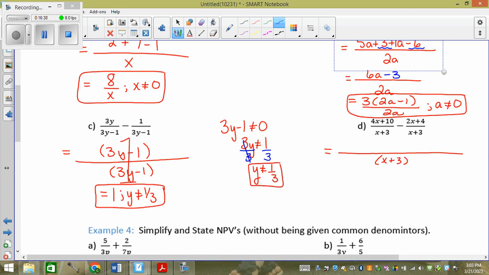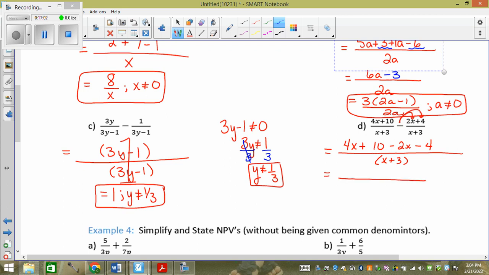But then I'm going to have 4x plus 10 minus 2x minus 4. If you're someone who keeps forgetting to distribute that minus sign, you need to leave yourself a note. There is a subtraction sign in front of more than one term. You have to subtract everything behind it. If not, you'll consistently make the same mistake over and over.